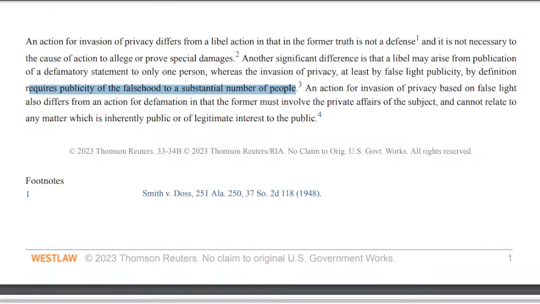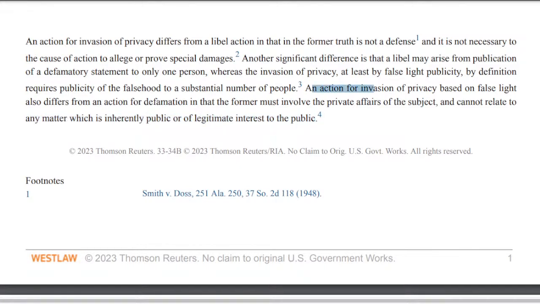Wow. So this is a good important distinction here, right? Libel could be just one person that information is revealed to, yet invasion of privacy requires a substantial number of people. An action for invasion of privacy based on false light also differs from an action for defamation in that the former must involve the private affairs of the subject and cannot relate to any matter which is inherently public or of legitimate interest to the public.